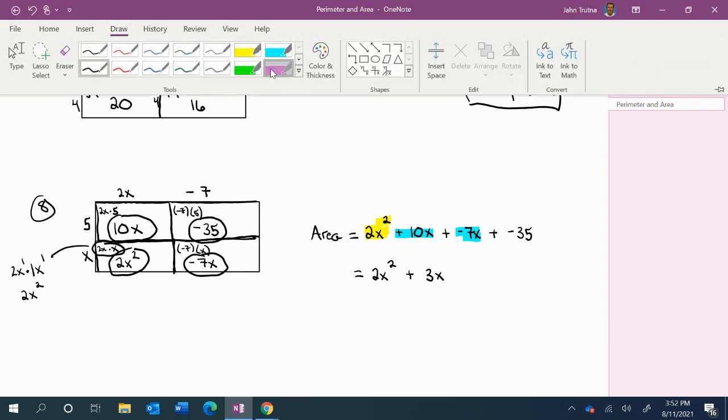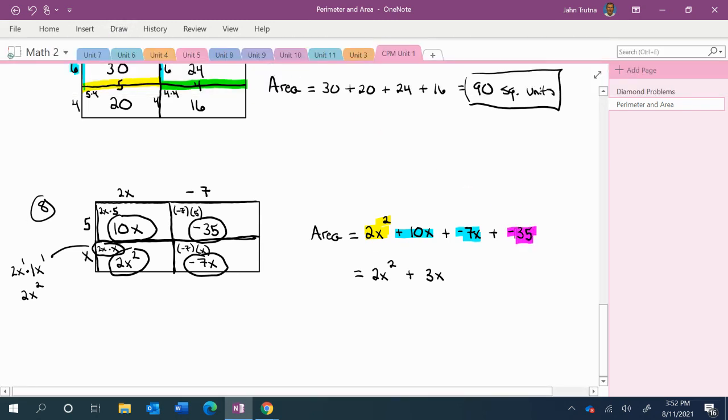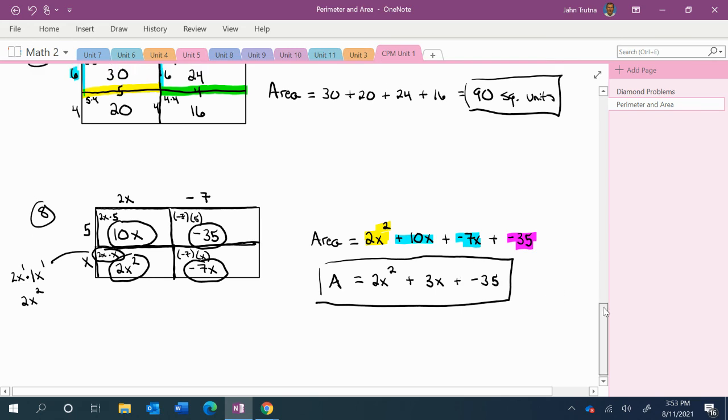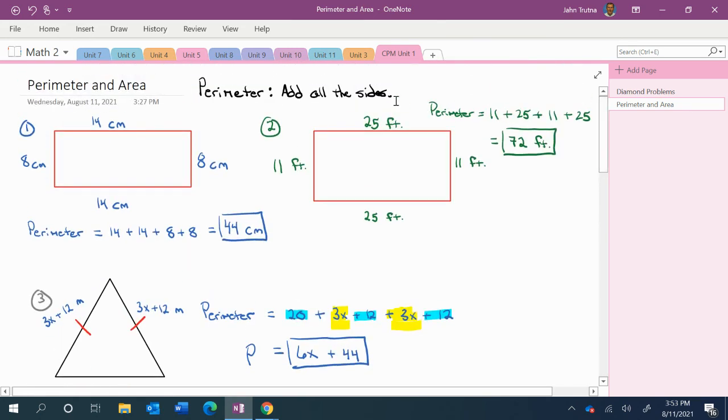And then I go to the minus 35. And there is nothing that I can combine with the minus 35. So that means at the end of my answer, I put a plus a minus 35. So the area of this rectangle, although it looks weird, is the mathematical expression 2x squared plus 3x plus negative 35. And there we go. So there is your notes that you're going to have for chapter one on perimeter and area.